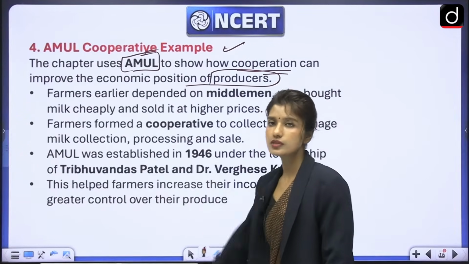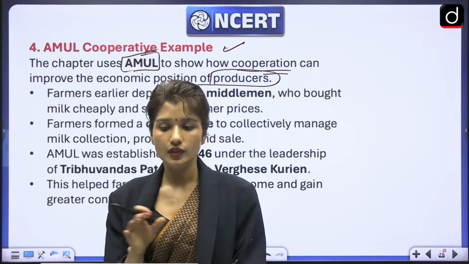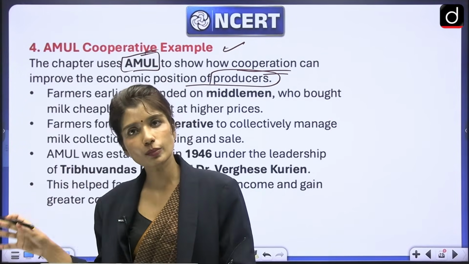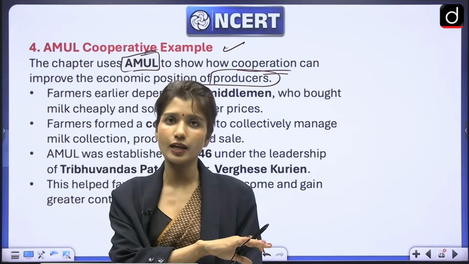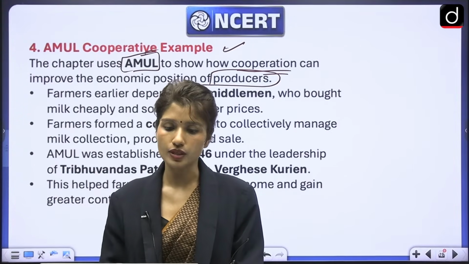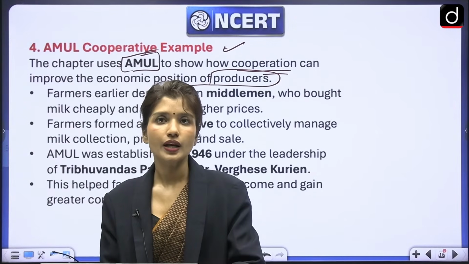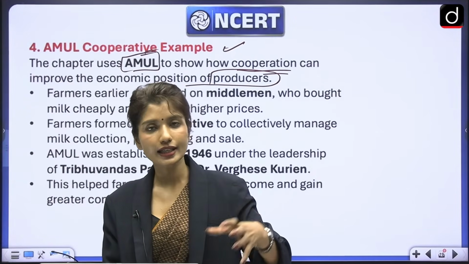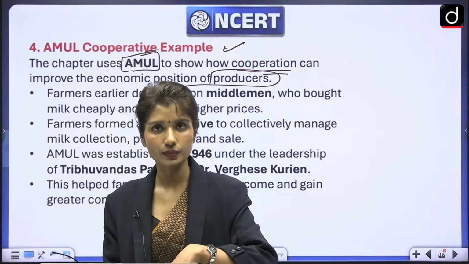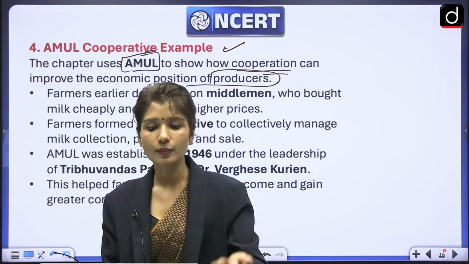Farmers earlier, see what used to happen. Farmers earlier were dependent on middlemen, and they bought milk cheaply from the farmers and sold it at very high prices. So the middleman was getting all the benefit, not the farmers. But then these farmers formed a cooperative, and what they did is they collectively collected milk, right, and then started processing it and selling it, and that became Amul.